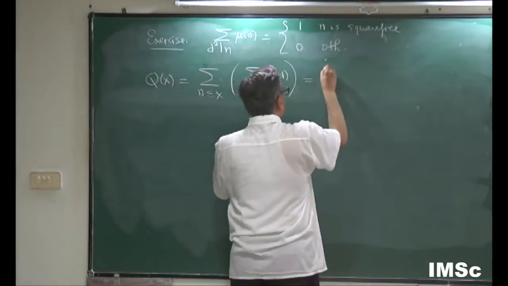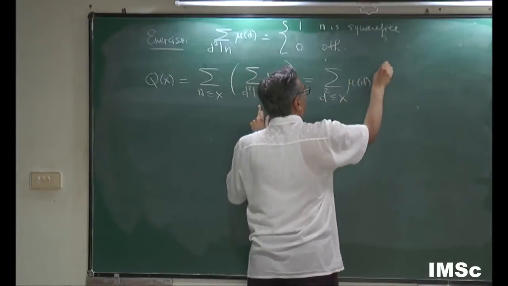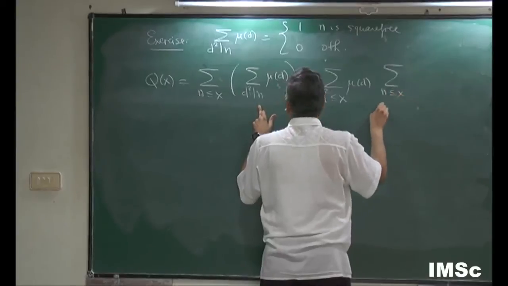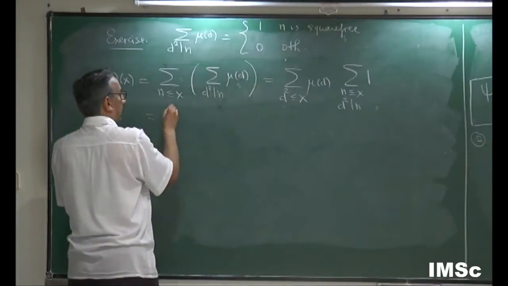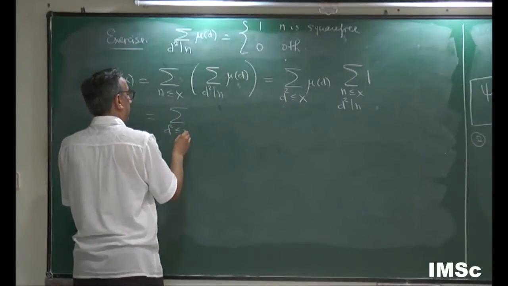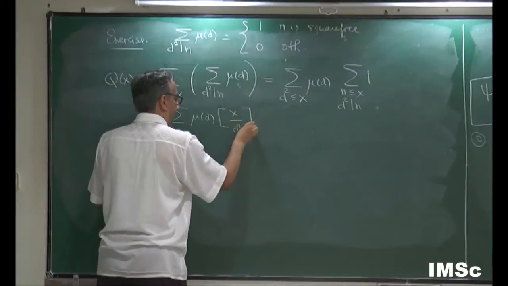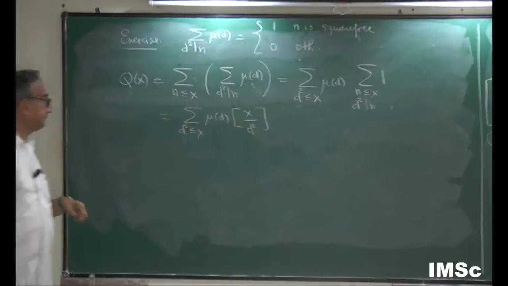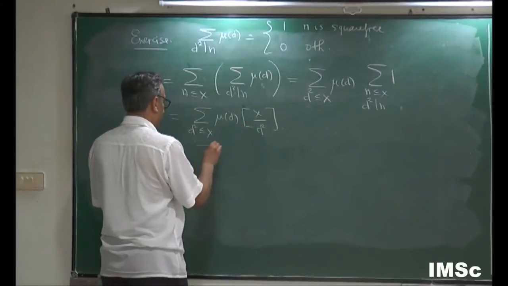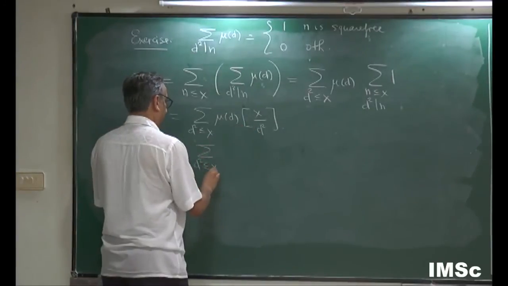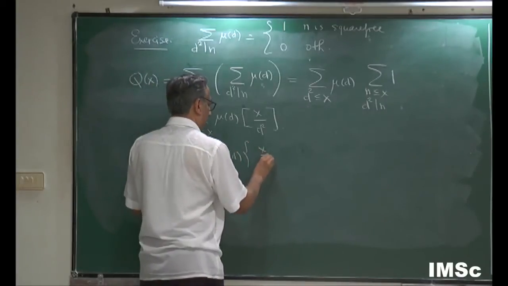And now you do obviously the interchange of summation: sum over d squared less than x of mu of d. Inside you have to count n less than x with d squared dividing n, of 1. So this becomes the sum over d squared less than x of mu of d times the floor of x over d squared. And now you can see that I can remove the square brackets here: sum over d squared less than x of mu of d times x over d squared, plus O of 1.